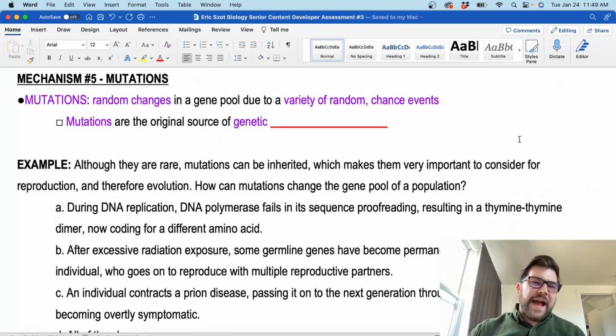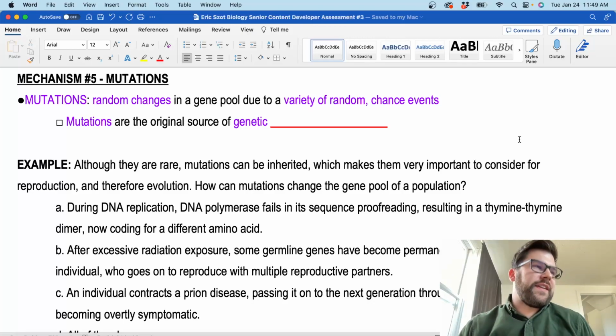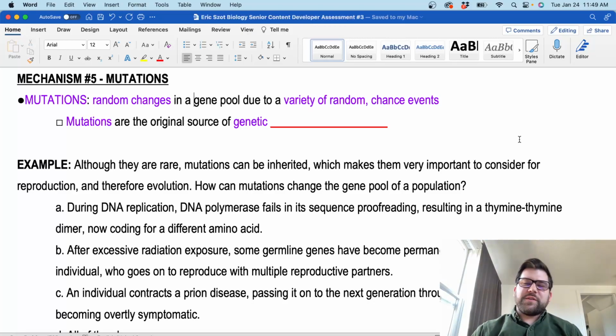Hello everyone, welcome back to our fifth lesson in the concept of the mechanisms of evolution. And this brings us to mechanism number 5, the last one here: mutations.